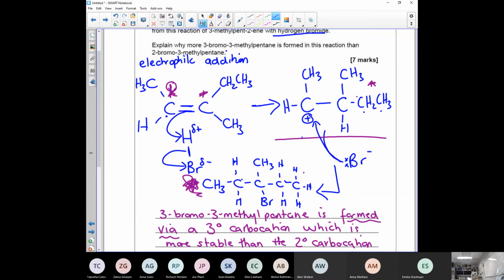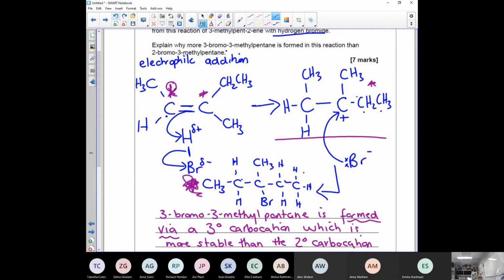This particular carbocation, this carbon here with the plus on, is only attached to 2 groups. So that makes it secondary. Just proving to you that one is the tertiary, one is the secondary, just in case you didn't believe me. Right, so why is this version more stable?